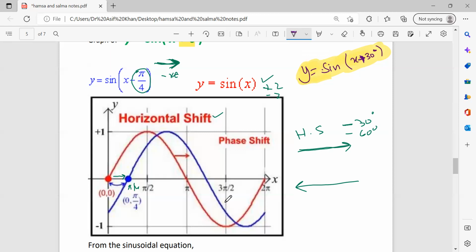Sundus and Salma, are you sleeping? Where are you? Okay, Sundus, tell me. Just take the values from this and then show me.